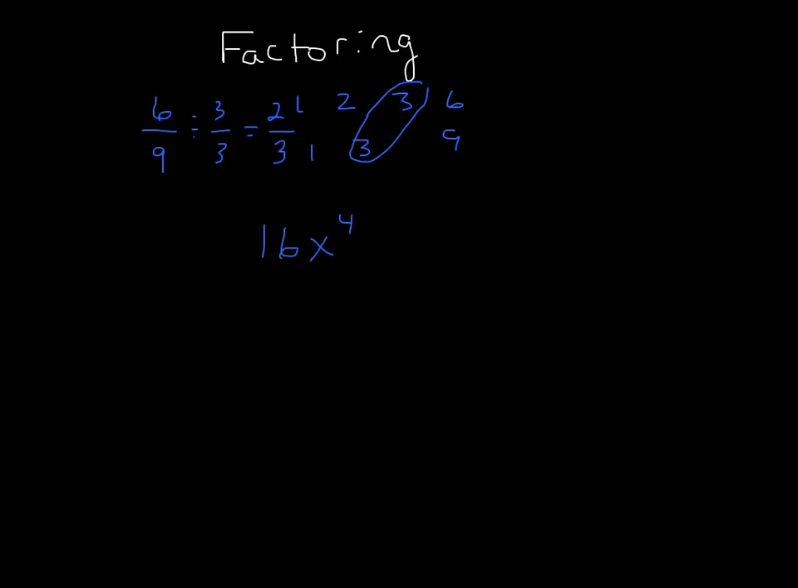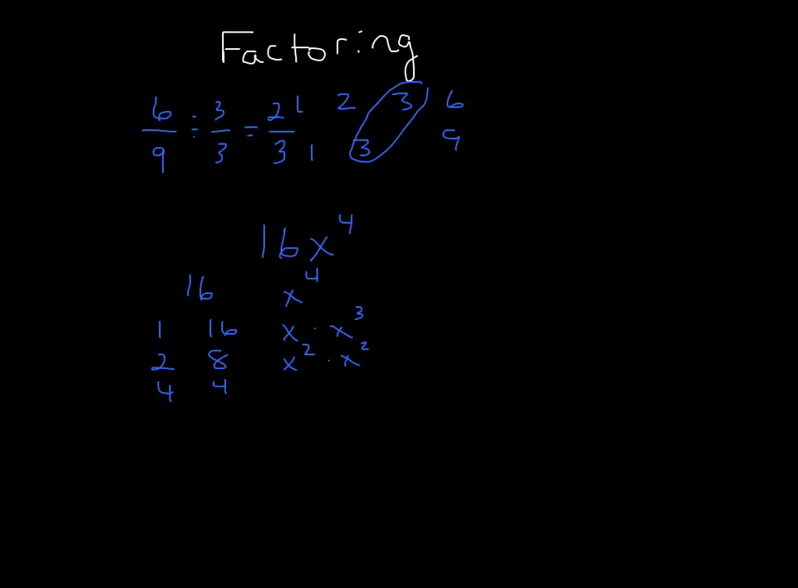What I like to do is actually break it into the two parts. What are all the different ways you can make 16? You can do 1 times 16, 2 times 8, 4 times 4. Hopefully I didn't miss any there. No, that's good. To make x to the fourth, you could do x times x to the third, or x squared times x squared. So now you can just put those together.